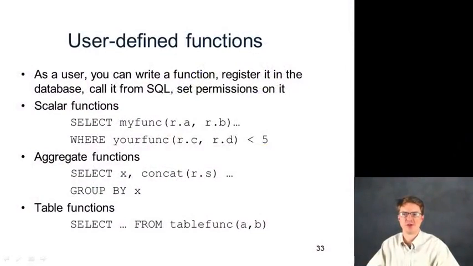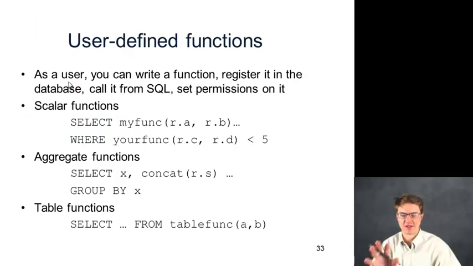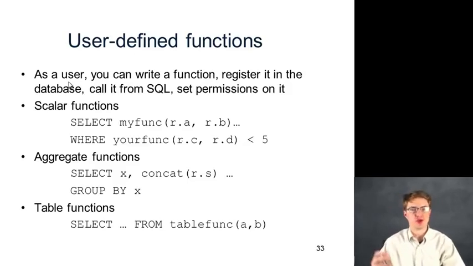Okay, let me add a short addendum about user-defined functions. So we've seen a couple of examples of them, and in fact I'll click back here briefly. We pretended that there existed a user-defined function called overlaps and a user-defined function called the length of the overlap. And I wanted to point out, at least in this context, that you can indeed define these kinds of application-specific operations.